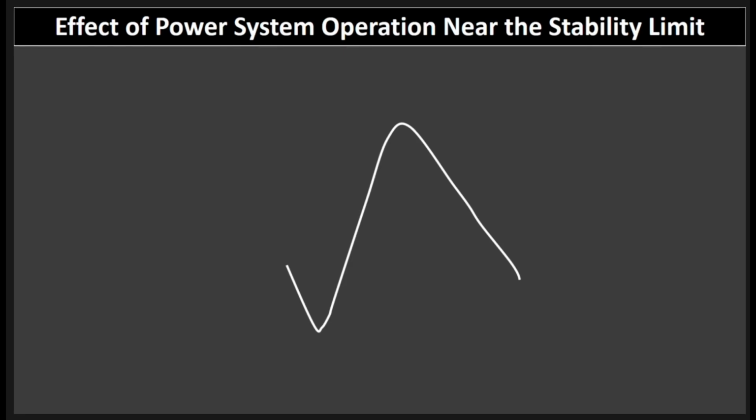This phenomenon is known as small disturbance instability, and it is more dangerous because the system has almost no stability margin. Under steady state condition, the rotor angle must not exceed 90 degrees. Therefore, 90 degrees is the steady state stability limit.